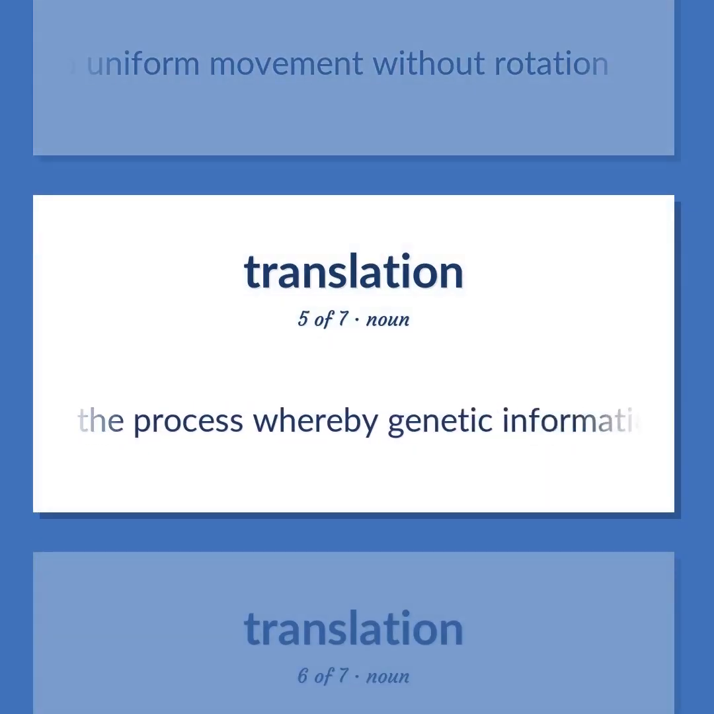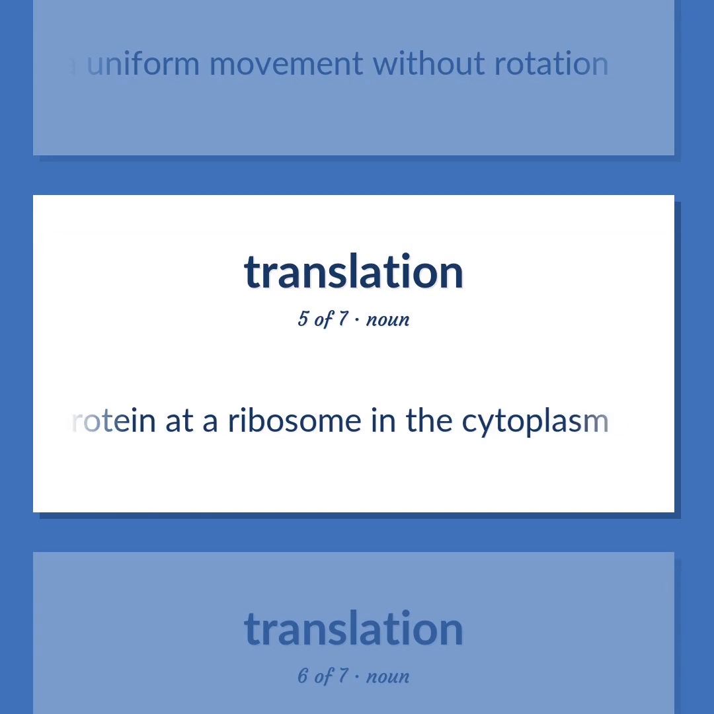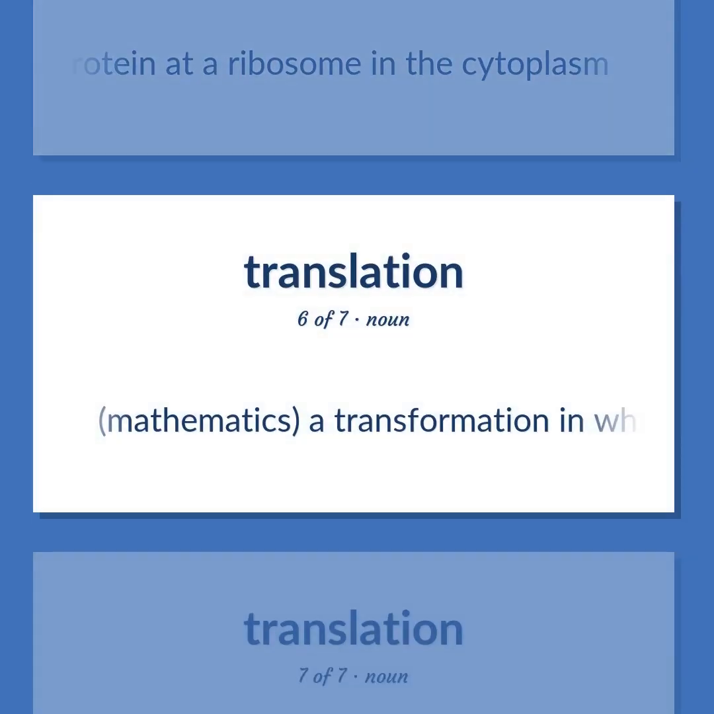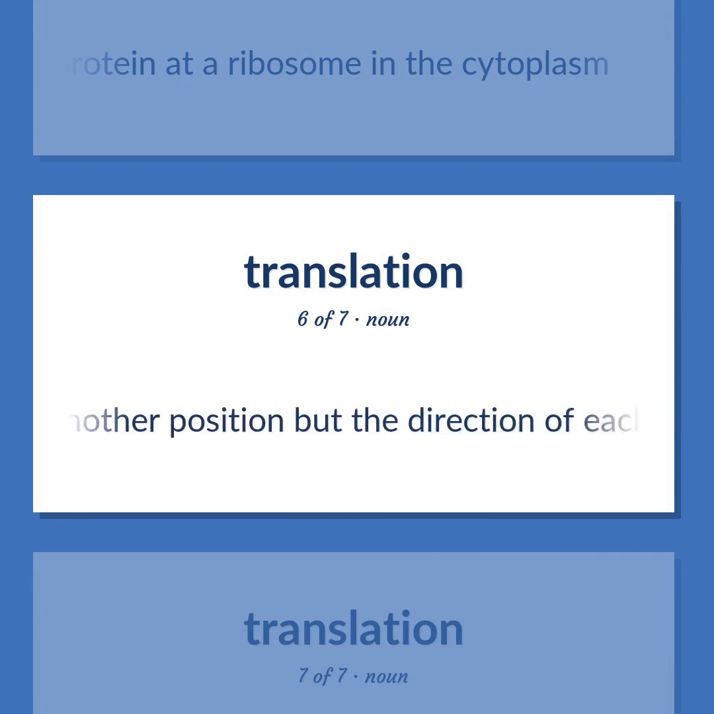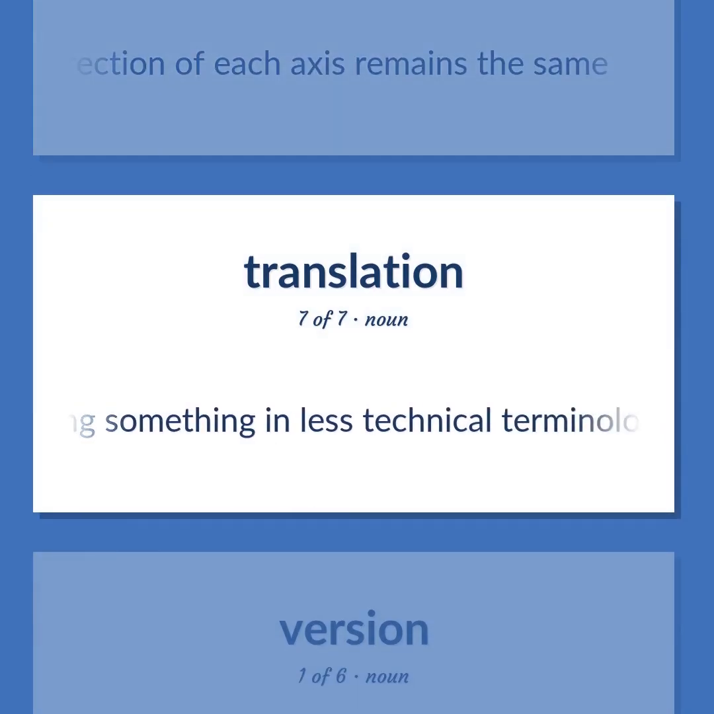Genetics. The process whereby genetic information coded in messenger RNA directs the formation of a specific protein at a ribosome in the cytoplasm. Mathematics. A transformation in which the origin of the coordinate system is moved to another position but the direction of each axis remains the same. Rewording something in less technical terminology.